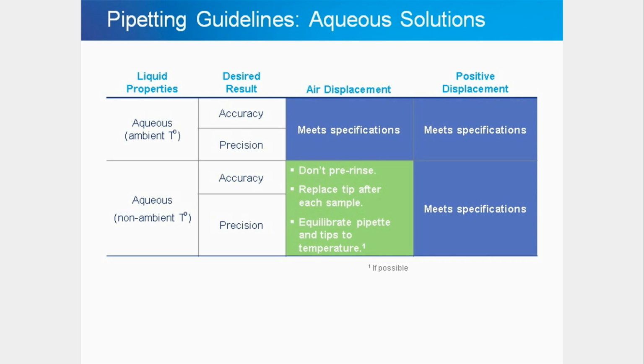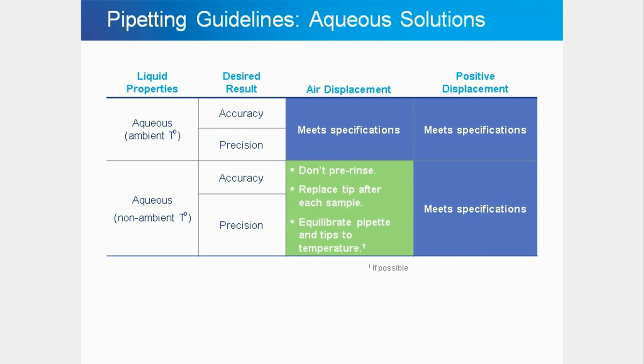If the aqueous solutions are at temperatures other than ambient or laboratory room temperature, then Rainin recommends that you not pre-rinse pipette tips before you aspirate samples, and that you consider equilibrating the pipette to the approximate temperature of the sample solution. For example, this could involve keeping the pipette for at least 1 hour in the same cold room where the liquid sample is stored.